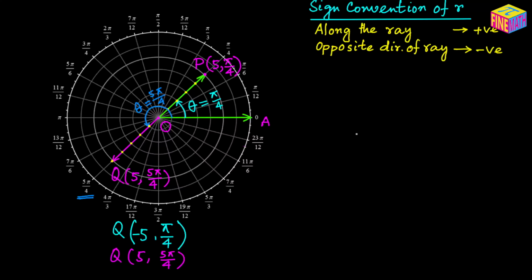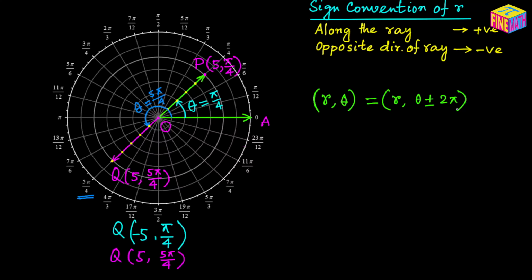Since this is a circular system, we have a very interesting observation here: suppose for any point P, the coordinates are like this, (R, theta) will be the same as (R, theta plus or minus 2 pi), because if you rotate the ray one full circle, the position of the point is still going to be the same, right?